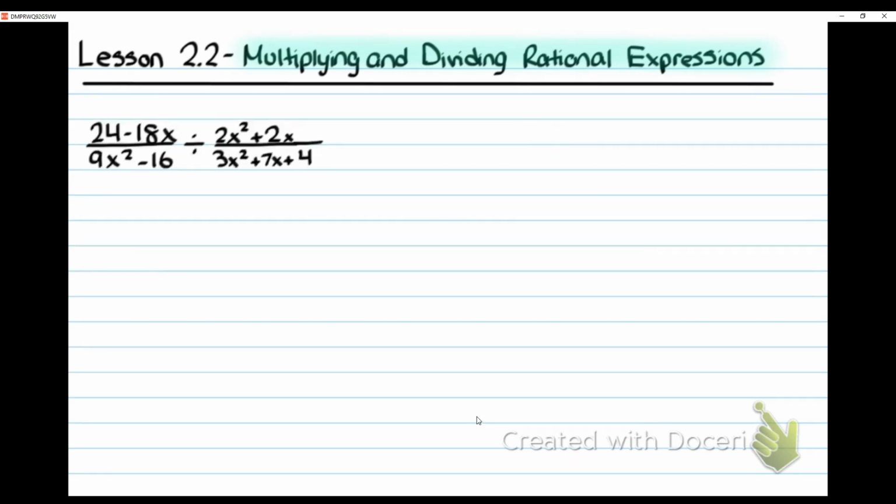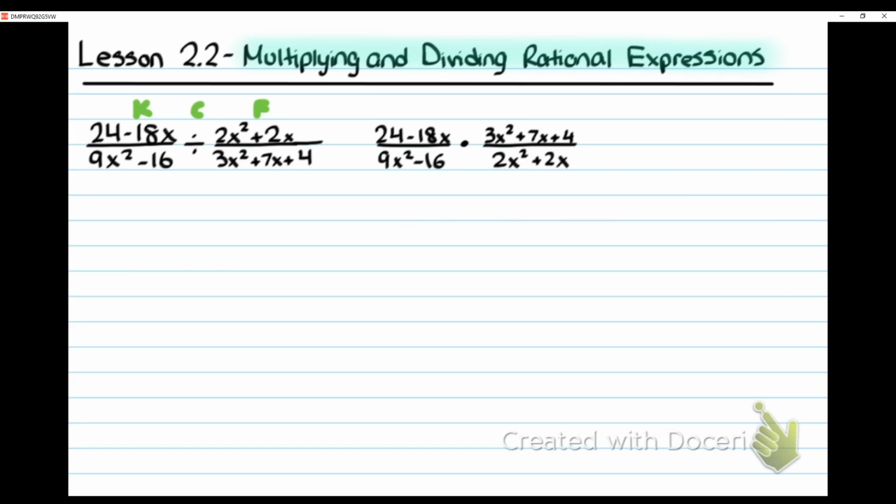All right, our next question is division, which is ultimately the same exact thing as multiplication because we're going to do keep, change, flip, and we're changing it into a multiplication problem. So the first fraction would stay exactly the same. That would stay as 24 minus 18x over 9x to the second minus 16. But the division sign would change to multiplication, and then you flip the second fraction. So the denominator would become the numerator, which is 3x squared plus 7x plus 4. And then the denominator would be the original numerator, which is 2x squared plus 2x.